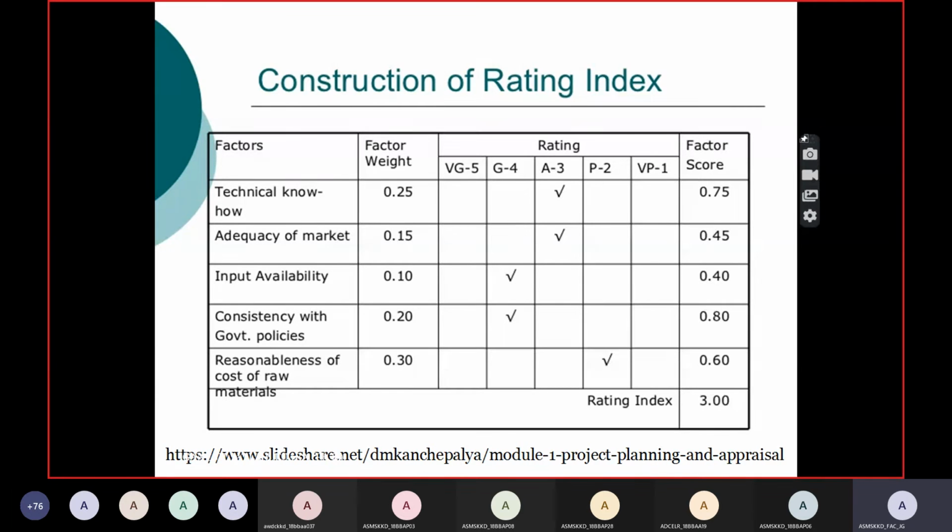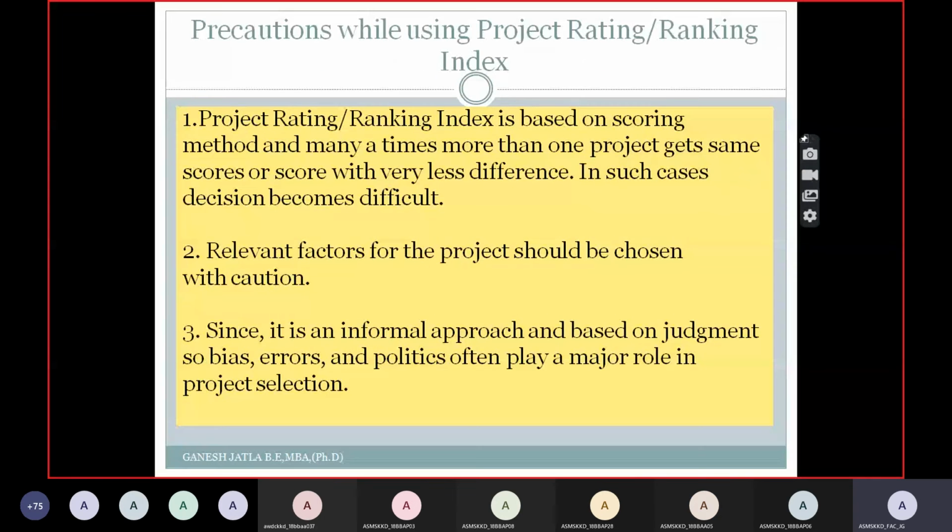Now you multiply 0.25 with 3 because you have given 3 points for technical know-how, so it is a 0.75 factor score. Likewise, you get the factor scores, and finally you get the rating index, that is 3. So this is for one project. Likewise, you conduct the same thing for 2 or 3 projects, and whichever project has the highest score, you select that project. So this is the way you generally consider the project rating index.